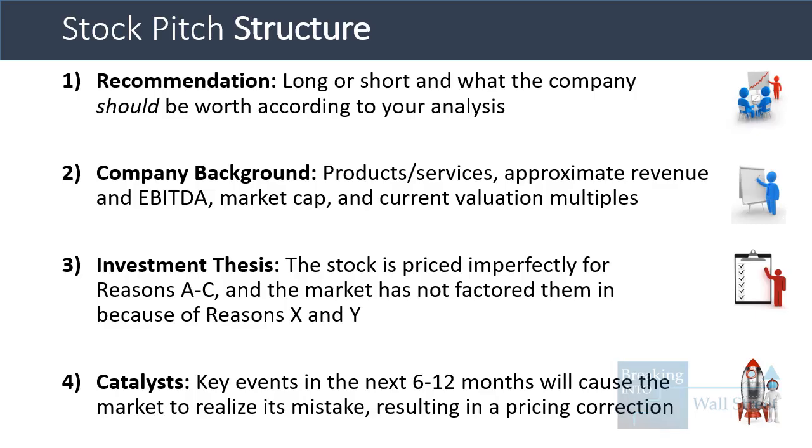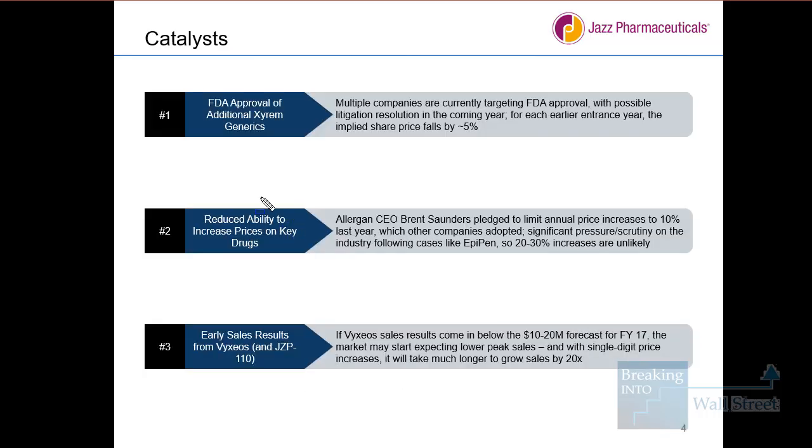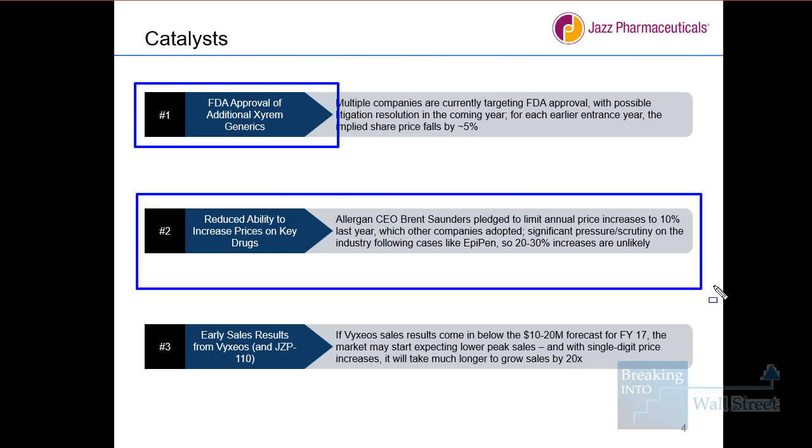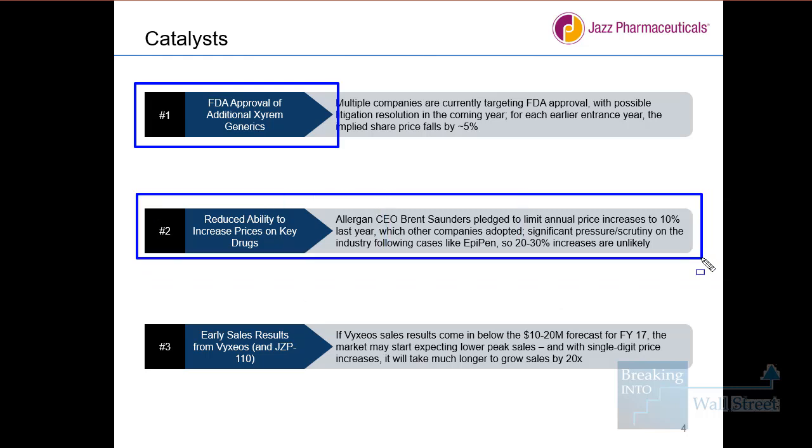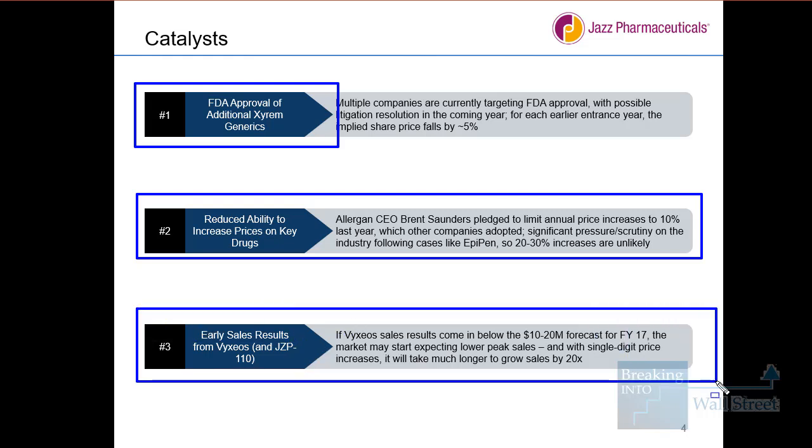In the next part, you give catalysts, key events in the next 6 to 12 months that will cause the market to realize its mistake and result in a pricing correction. So for Jazz Pharmaceuticals, we have the FDA approval of some of those generic drugs. We have the fact that when the company announces earnings, everyone's going to realize that it is simply not raising prices on its key drugs as much as it did in the past. And then we also have early sales results from some of these more experimental and earlier stage products.